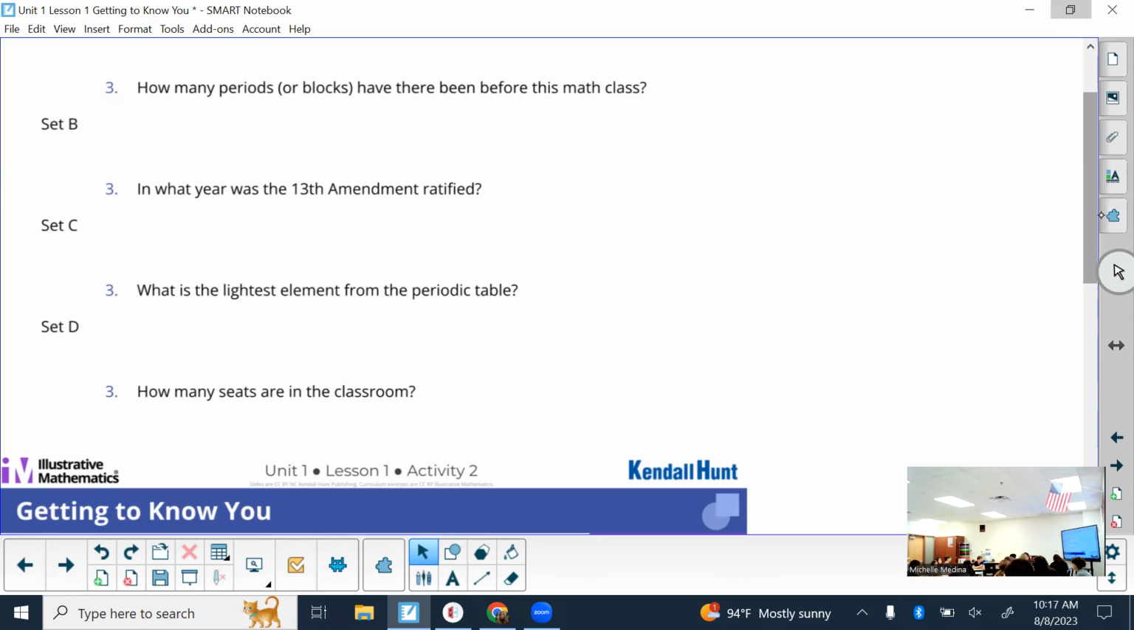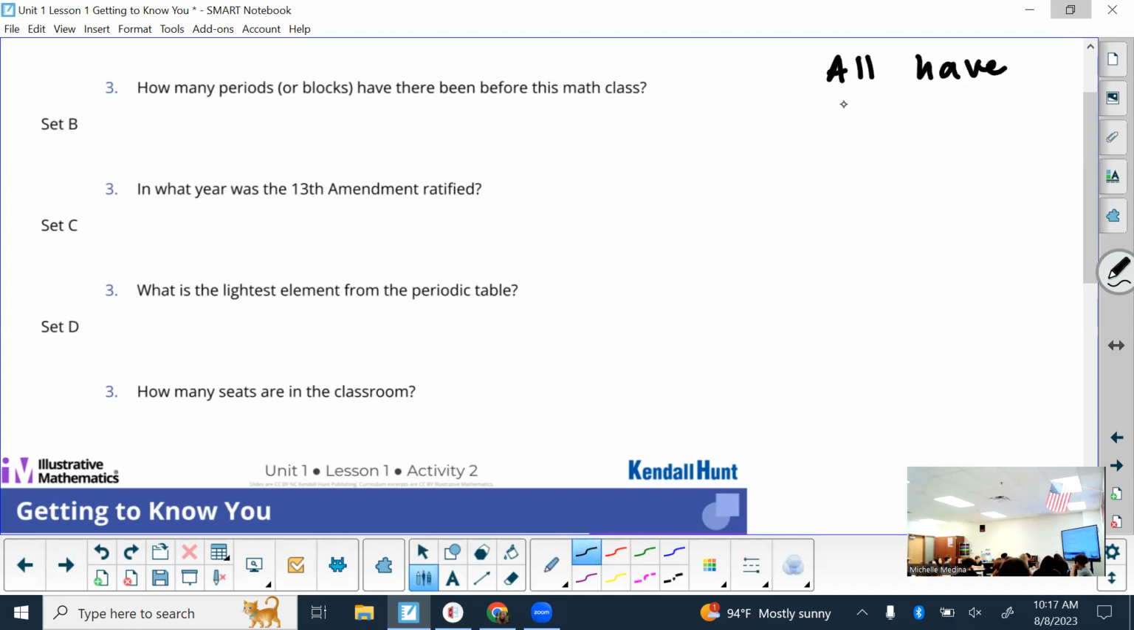Table 8. Ron? They're all like one specific answer. Oh, so that's good. They all have one specific answer or one correct answer. Because you could say an answer that is different than what someone else said, but there should only be one correct answer.